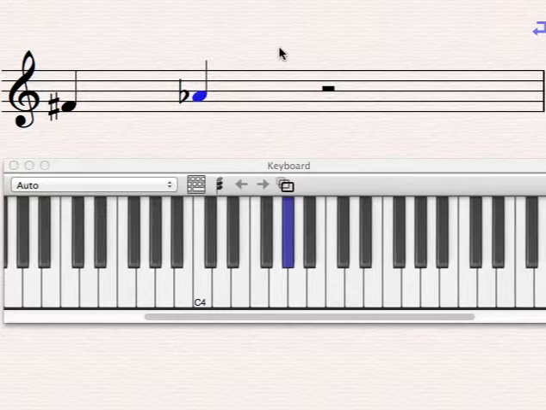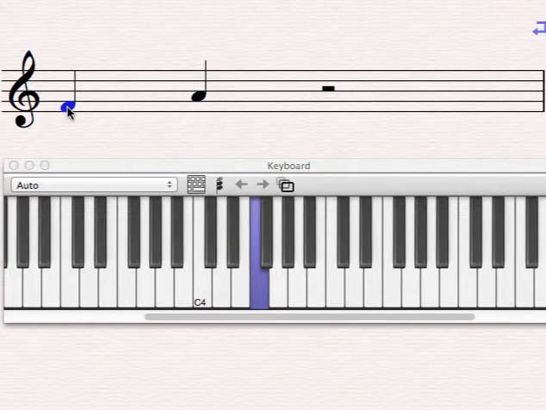Right? And then let's go back to major here. So this is our major interval, F to A. If it's a half step larger, let's say we do that, then that becomes an augmented third, right? And we can also stretch this major interval by lowering the bottom note as well. So we have F flat to A, okay? That's also an augmented third.